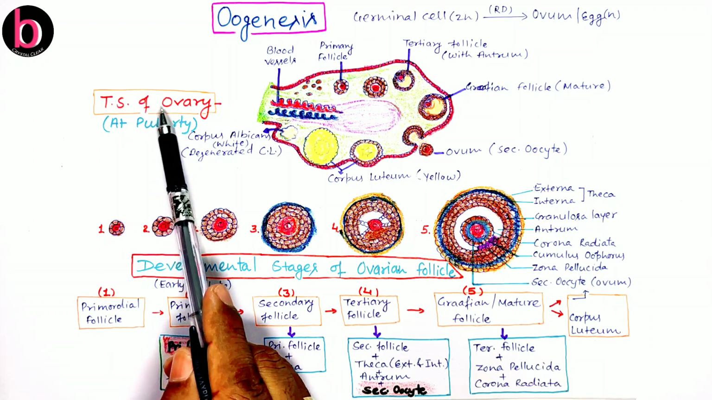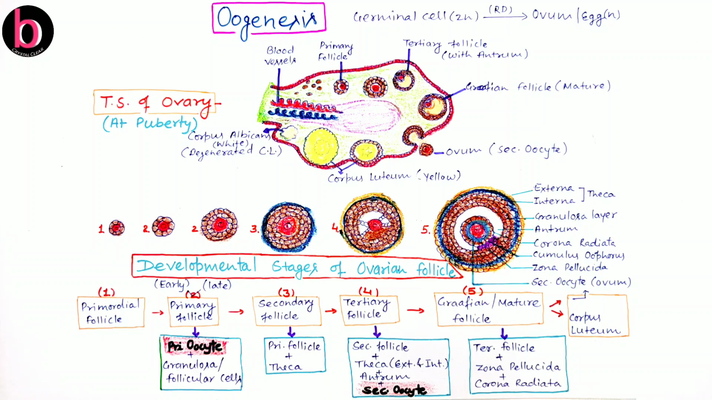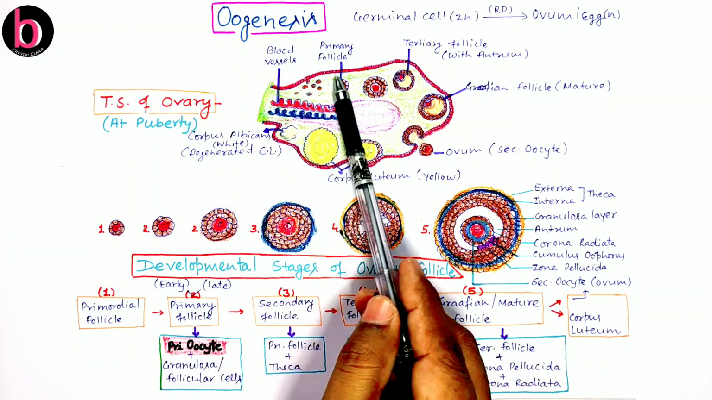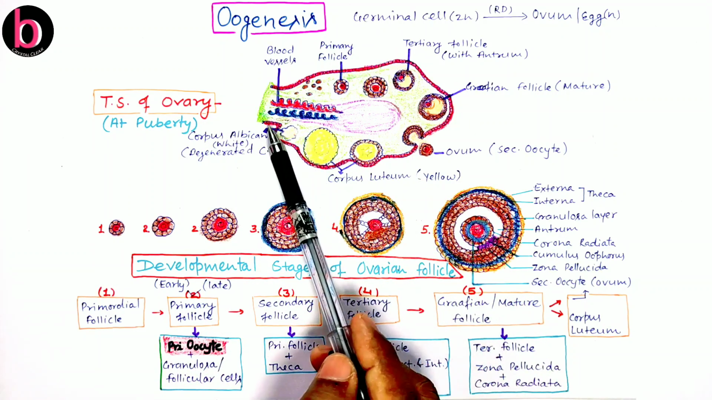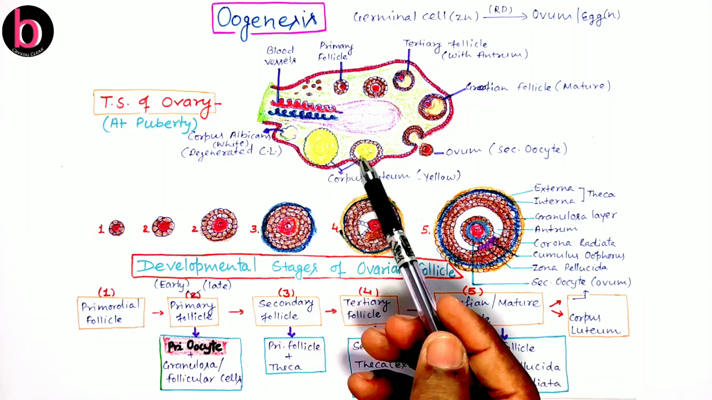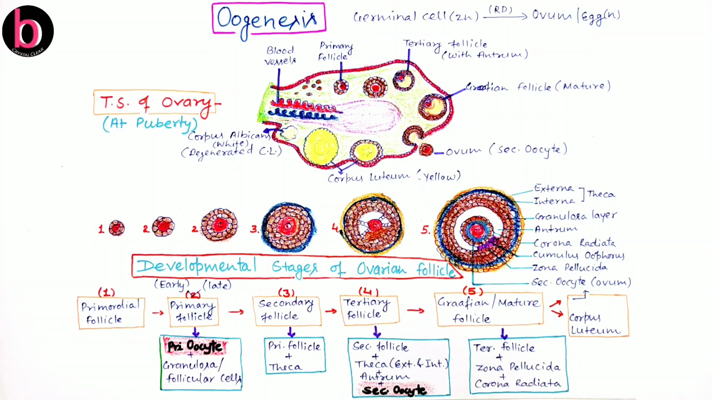So here this is the TS of the ovary at the time of puberty. We already discussed that oogenesis starts in a female baby when the baby is in its embryonic stage, in the mother's body. This outermost layer of the ovary is the germinal epithelial layer, and inside this there is a layer known as tunica albuginea, which is not very important. After that there is liquid content inside, and the whole thing is known as stroma or matrix.